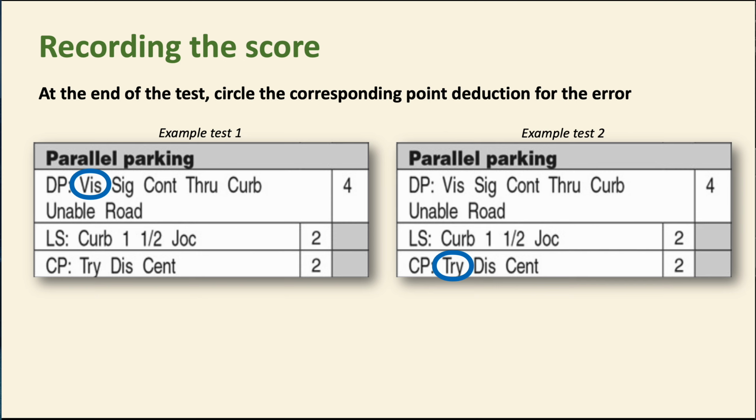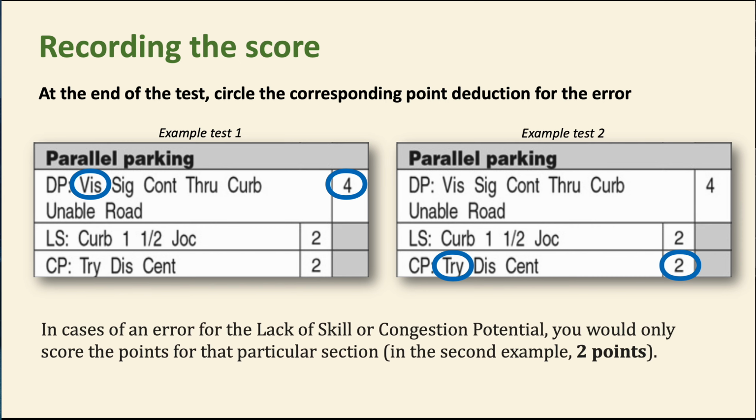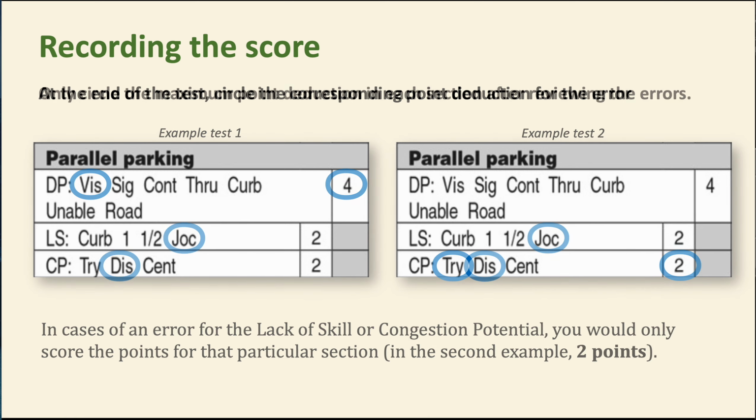So at the end of the test, make sure you circle the corresponding point deduction for the error. So in this case, parallel parking, division penalty, you're going to circle the 4. If they only committed the 1, they went out for another try, but everything else is fine, you're just going to circle the 2. Okay, so you'll see things in that horizontal line there, and then within that box. So if they committed any error, or multiple errors within that box, you only circle the 4. If on that CP line there, they only committed that 1 error, or if they committed all 3, try to center and multiple times, you still only circle the 2. Okay.